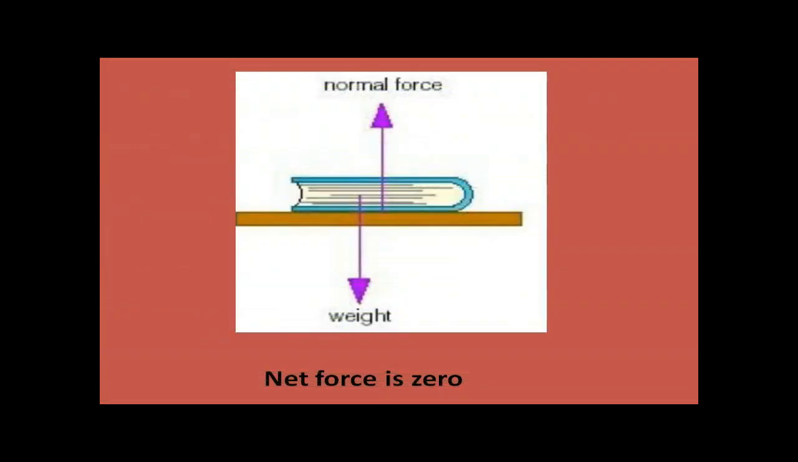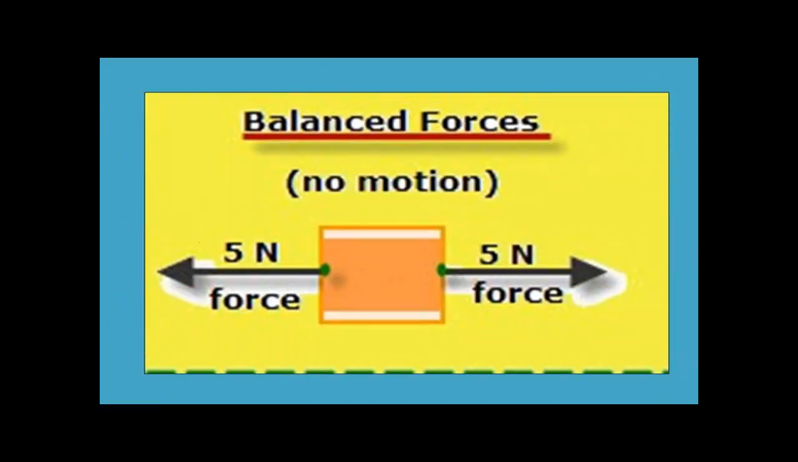Example, a book placed on the table. Gravitational force, that is, weight acts downward and normal force acts upward. These two forces are equal and opposite. So, the net force is zero and book is at rest.